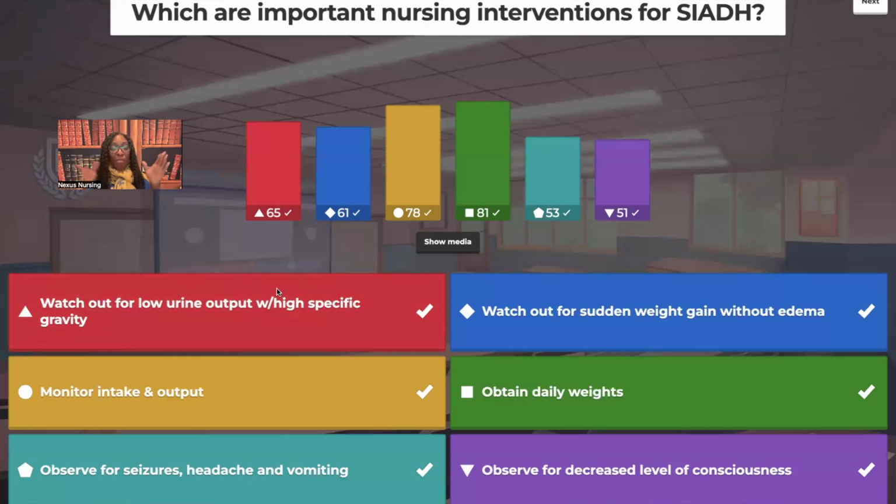Okay. So make sure you know the signs and symptoms of hyponatremia for SIADH because you're going to be watching out for that. And of course, observe for decreased levels of consciousness.